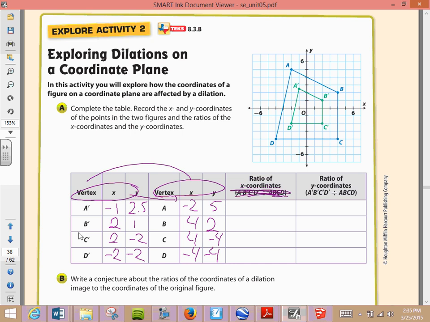So to go from this one to this one, what do you have to do? By what? By half, right? You multiply. Do you just multiply one of the coordinates? What do you do? All two of them, both of them. So you multiply by half. So x times half, x times half, x times half, x times half. And then for the y is the same thing. Y times half, y times half, y times half, y times half.